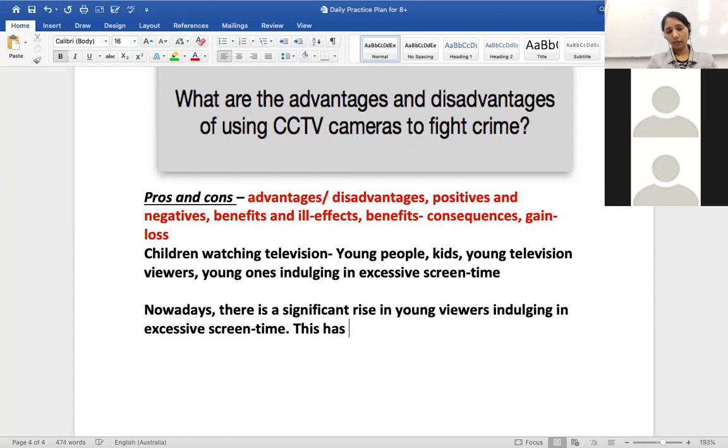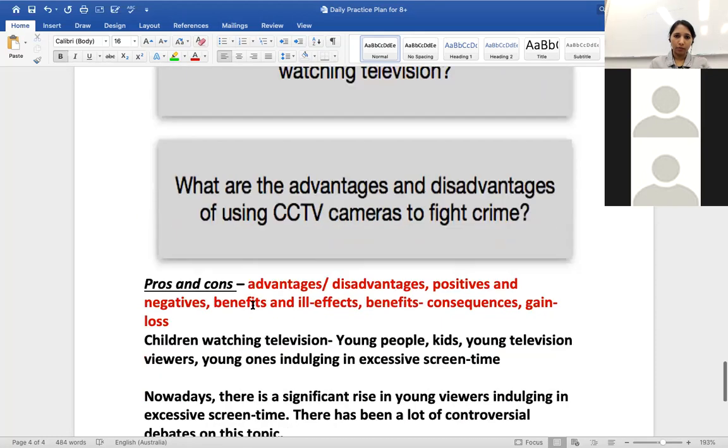Then how do you put your supporting statement? There has been a lot of controversies, a lot of controversial debates. You can copy these statements and use them for any essays. There has been a lot of controversial debates on this topic or on this issue. Then you'll tell, what are the pros and cons?